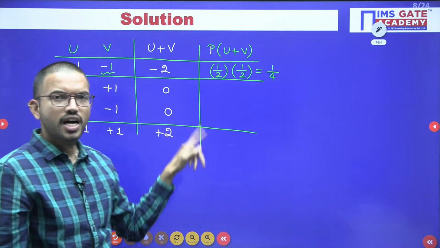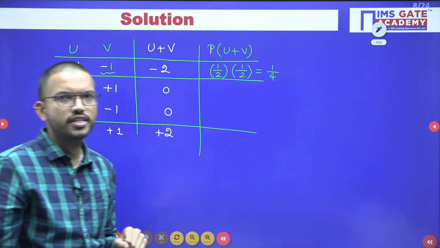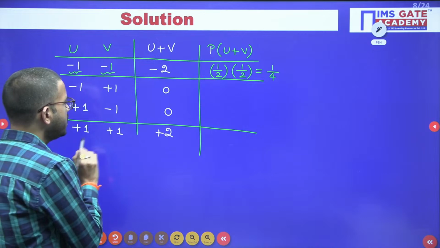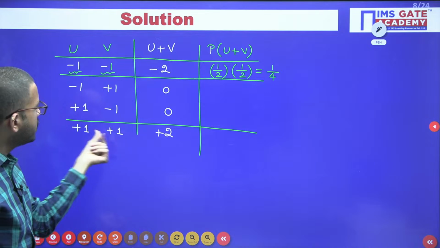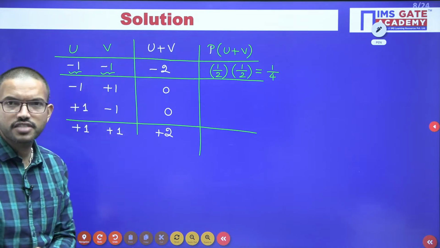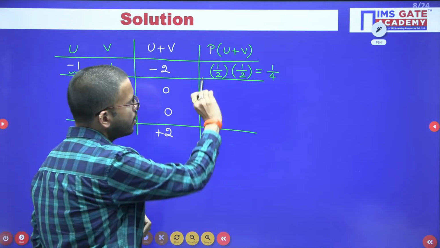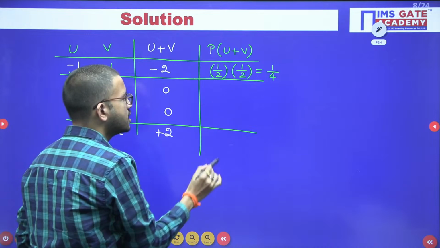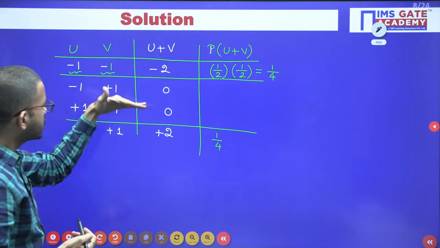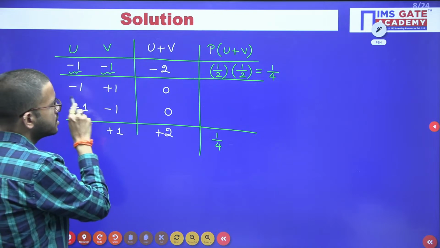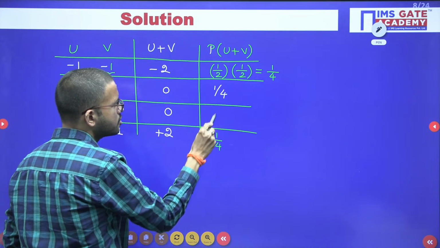Regarding this concept, we already covered a similar model in one of the previous sessions. Similarly here, regarding U and V, we have considered both are +1. When both are +1, you are getting +2. Follow the same concept: 1 by 2 into 1 by 2 is nothing but 1 by 4. And similarly, if you consider individually, here you are going to get 1 by 4, here also 1 by 4.